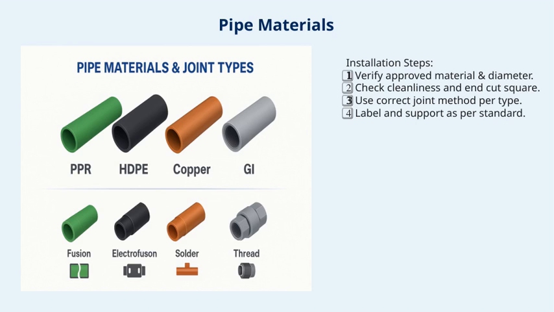Then, make sure to use the correct joint method based on the pipe type, whether it's welding, threading, or some other connection method. Following the right technique is essential for durability and safety. Finally, remember to label and support the pipes according to the standards. Proper labeling helps with future maintenance, and support prevents sagging or movement that could compromise the system. Keeping these steps in mind connects directly to our overall goal of a reliable, high-quality piping installation.